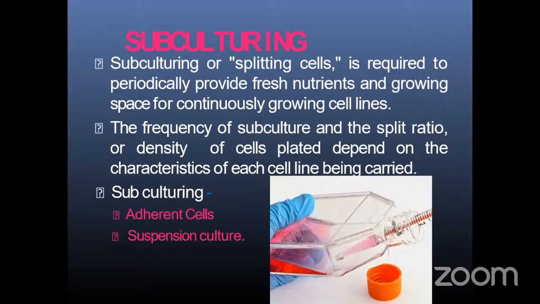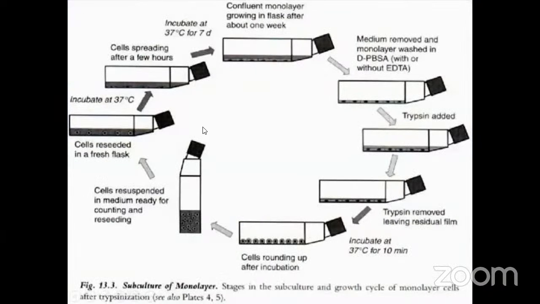Here subculturing is different for adherent cells and suspension cultures. So this is how we do. See here, this is subculturing of monolayer cells. First, after 1 week, you got a layer of the cell, right? A single layer like this will form. You can see a single layer of the cells.